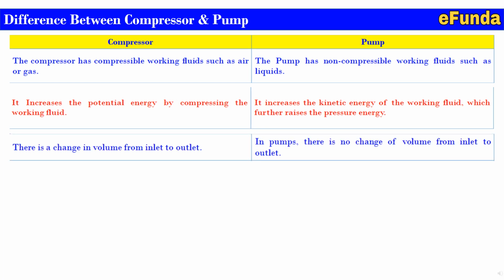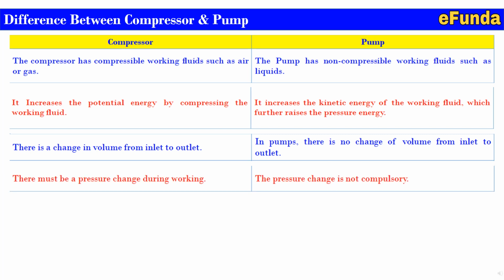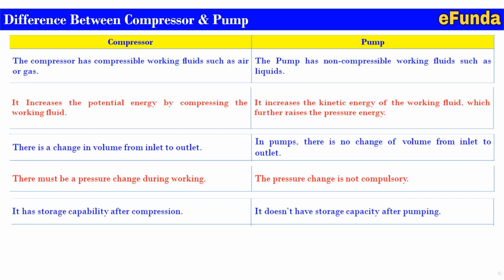In a compressor, there is a change in volume from inlet to outlet, whereas in pumps there is no change of volume from inlet to outlet. In the compressor, there must be a pressure change during the working operation, whereas in the pump, a pressure change is not compulsory. Compressor has a storage capability after the compression. Pump doesn't have a storage capacity after pumping. Compressors cost more than pumps. Pump has a low cost.